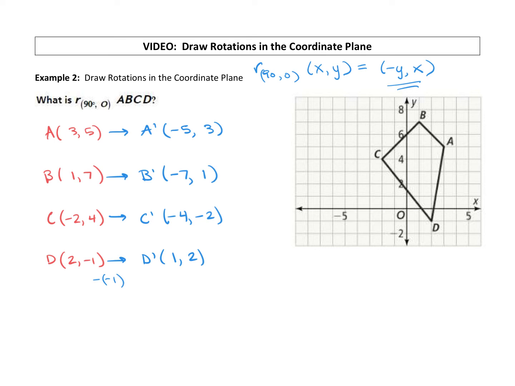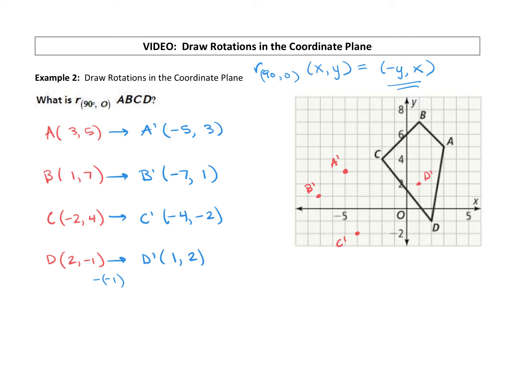Okay, so let's plot the points of our image. We've got our pre-image already on here, A, B, C, D. So let's get A prime, B prime, C prime, and D prime on our graph. So A prime is at -5, +3. Plot that point. We'll label it A prime. B prime is at -7, +1. C prime is -4, -2. And D prime is 1, 2.